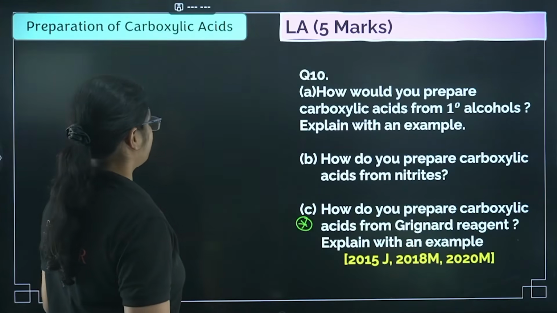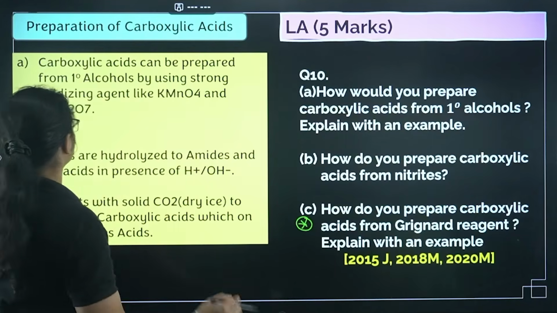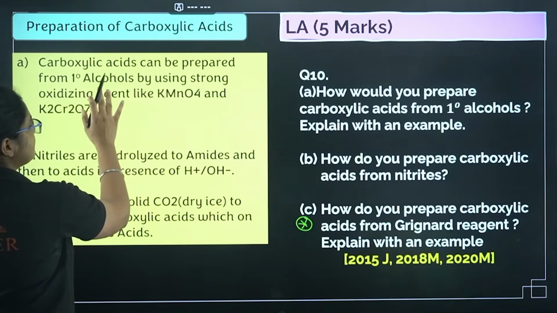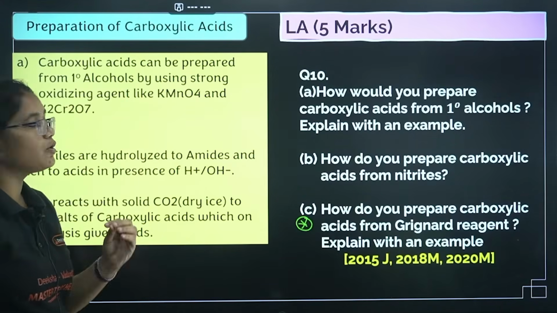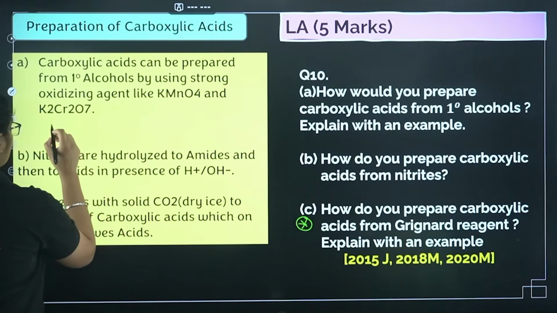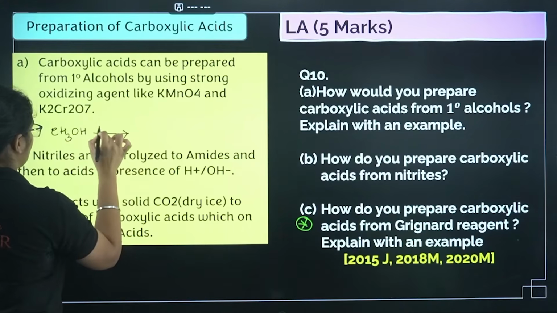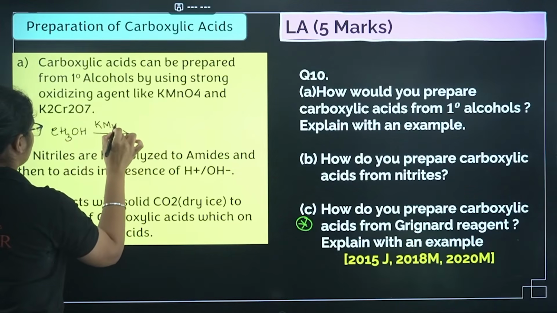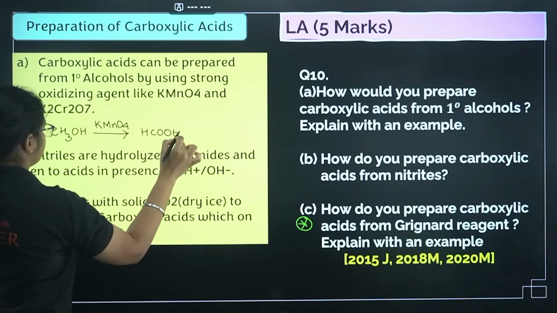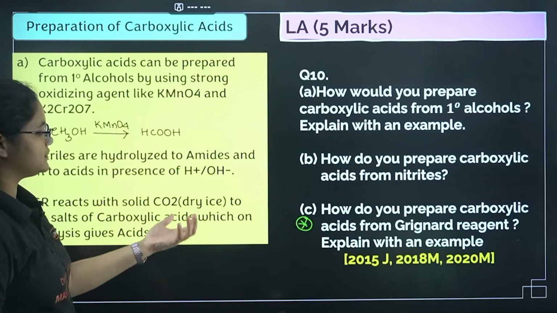So first of all, the preparation from primary alcohols: carboxylic acid can be prepared from primary alcohols by using any strong oxidizing agents like KMnO4 or K2Cr2O7. Now if I give an example here, if I take CH3OH and react it with KMnO4, then I will get HCOOH.